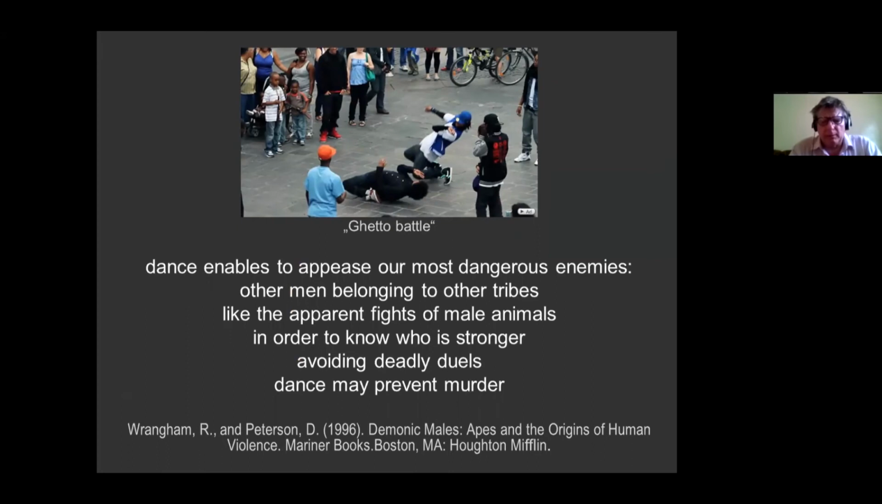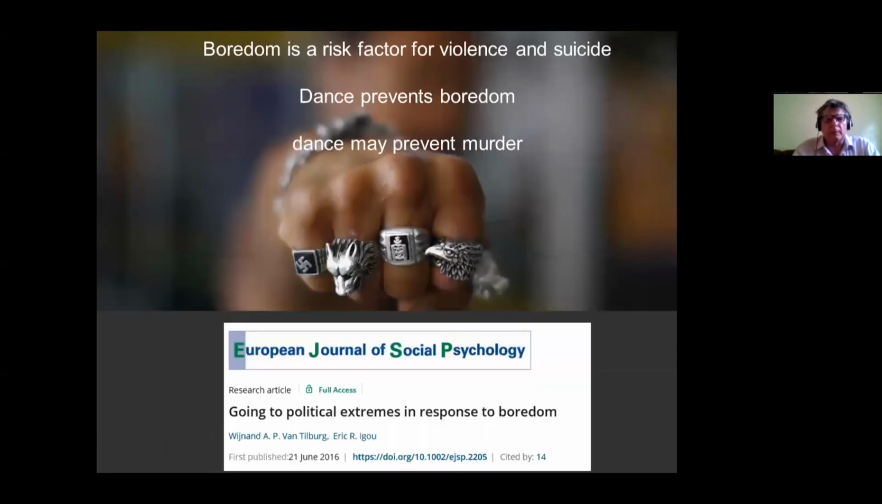Similar to other animals, dancing can also be used for apparent fights in order to avoid real fights and deadly duels. So by dancing, you can show your skills, and the other potential enemy sees, oh no, I better don't get in a real fight with this guy. And it's also clearly, especially in societies where there's no TV and all these other things, a risk factor. Boredom is a risk factor for violence and also for suicide. So dance prevents boredom, and this way also prevents murder.